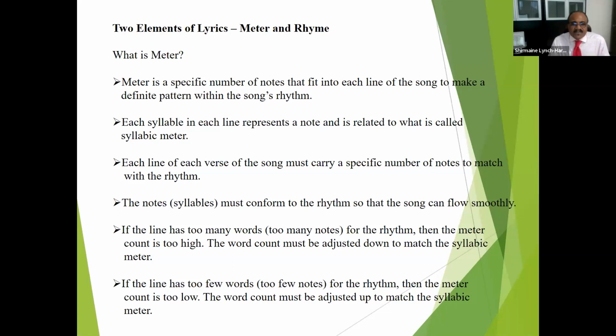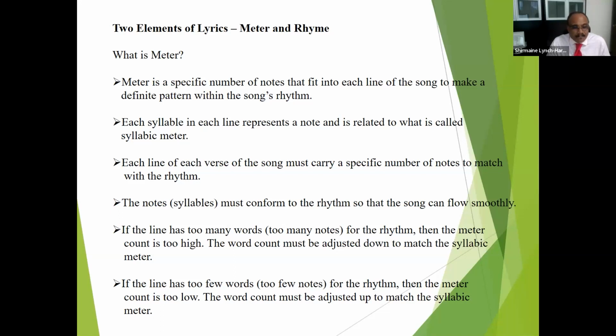Each line of each verse of the song must carry a specific number of notes to match the rhythm. And I'm sure that Trilogy understands this. And I also want the students to understand it. I mean, you may have this to look at while you are writing a song, so you utilize it enough. This is my own experience, okay? The notes or syllables must conform to the rhythm so that the song can flow smoothly.